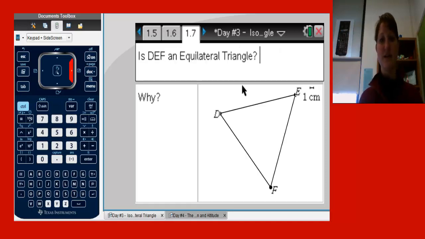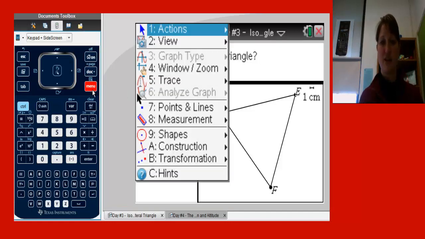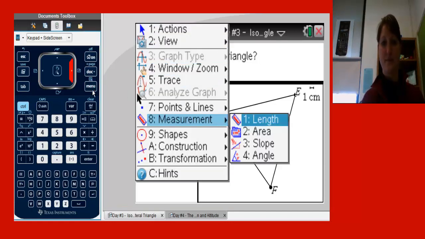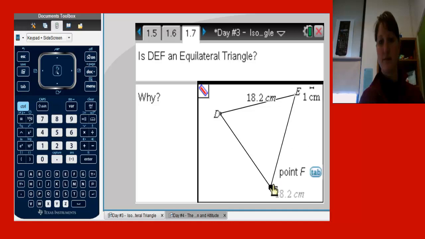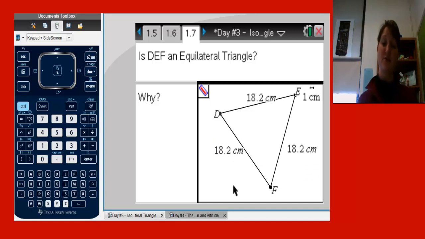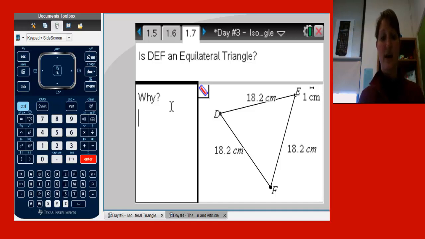Okay, next one. Is DEF an equilateral triangle? Well, again, we'll measure just to see. It might just look good. So again, I'm just going to measure the length of the three sides. And the three sides are the same. So, is it an equilateral triangle? Yes. 3 equal sides.